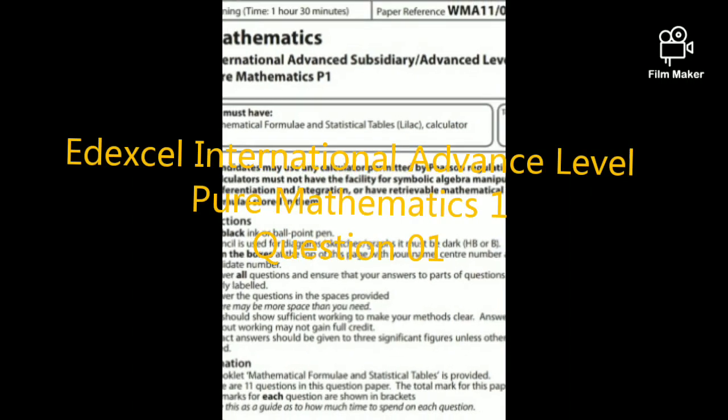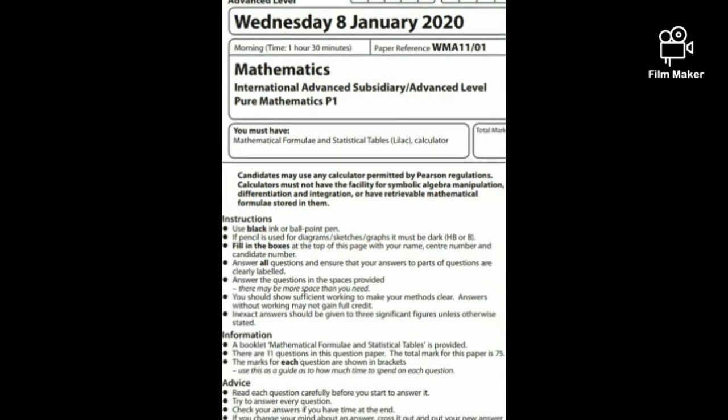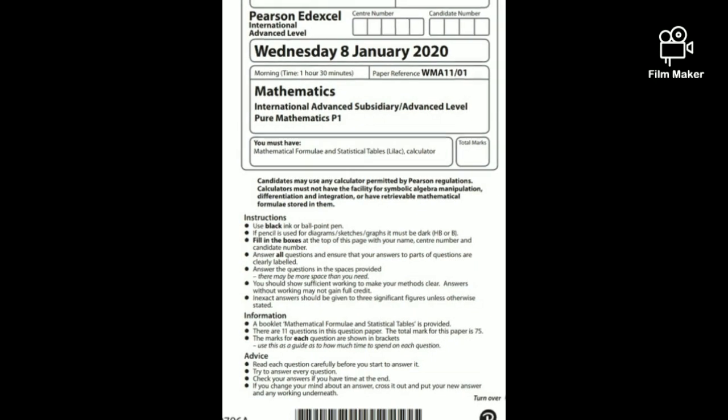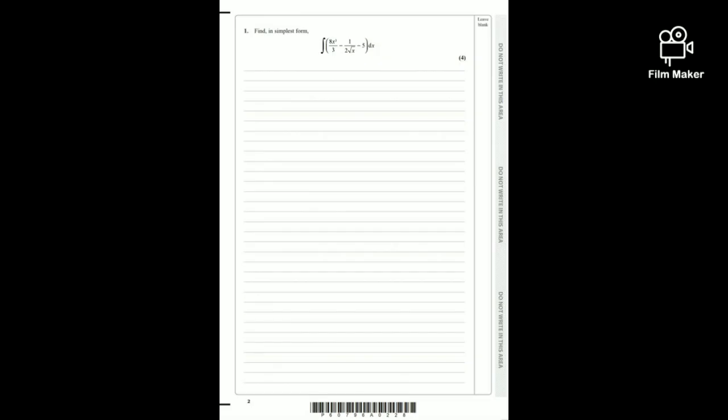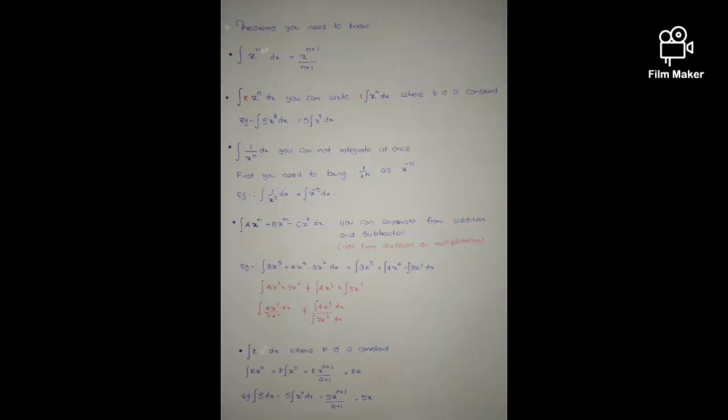Hi children, today we are going to discuss Edexcel International Advanced Level Pure Mathematics 1 Question 1. The question is about a very interesting topic, integration. When we do an integration question, we need to know the related theorems which support integration. In our Advanced Subsidiary level, we need to know these theorems.